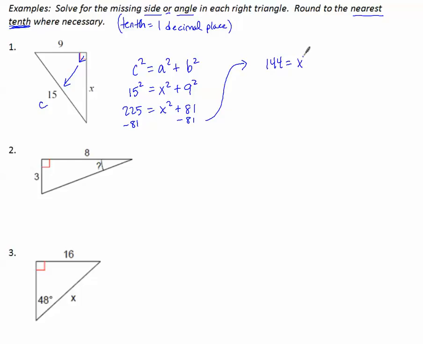144 equals x squared, but I like to write the x first, and then take the square root. X equals 12. Number 2, here are two sides, just like this one, but here we need an angle. That's different from when we need a side. We have to really look closely and see what we are given and what we need to find.